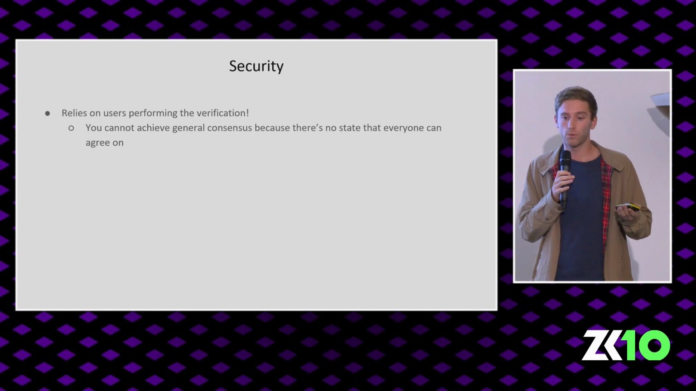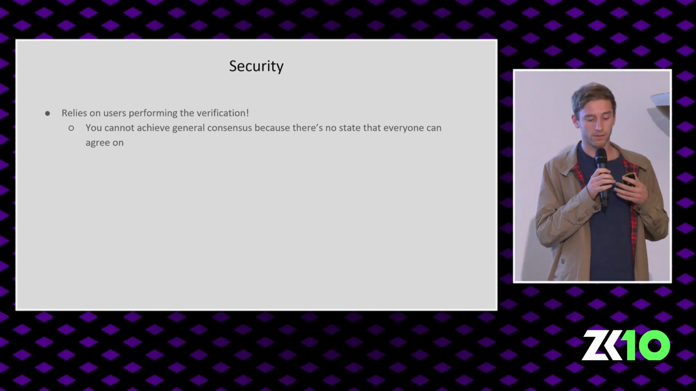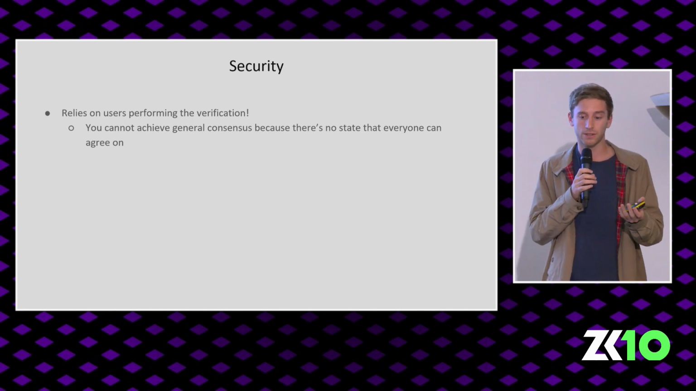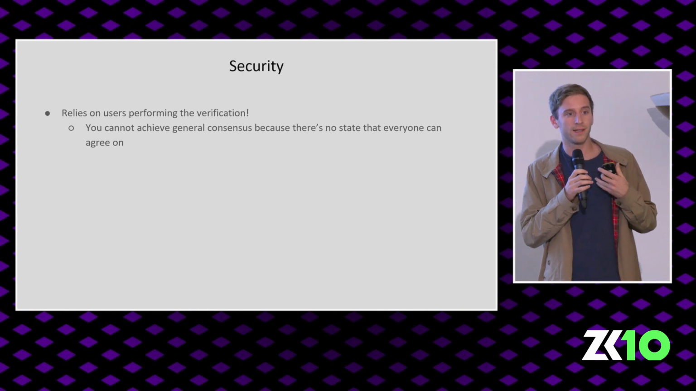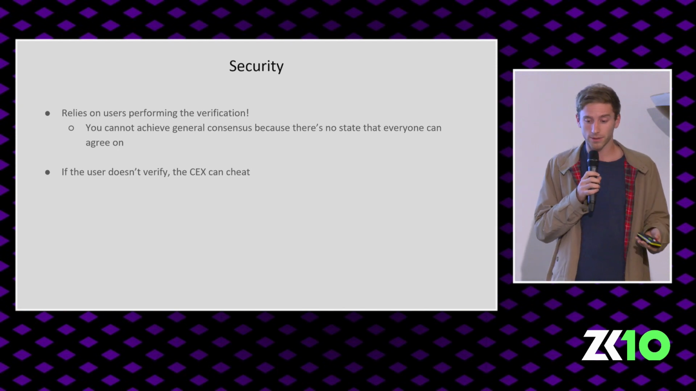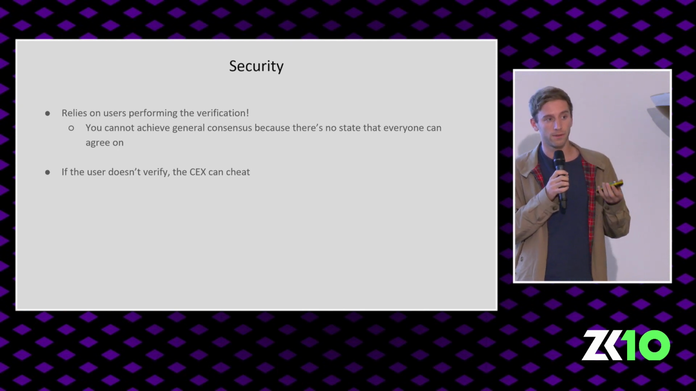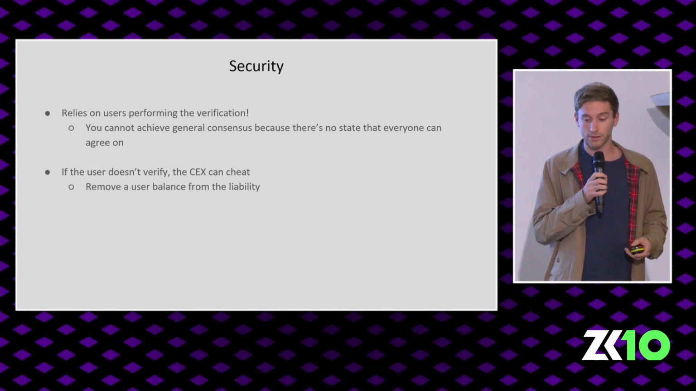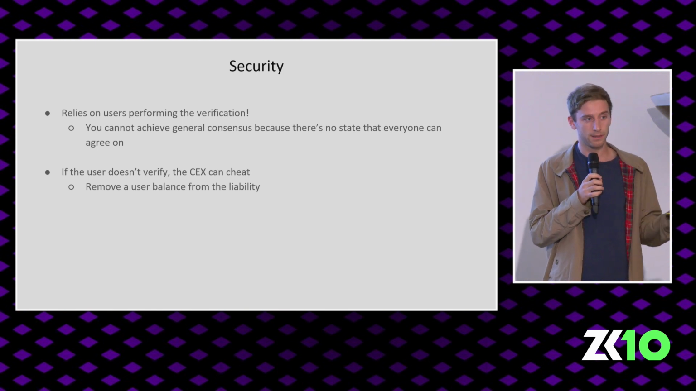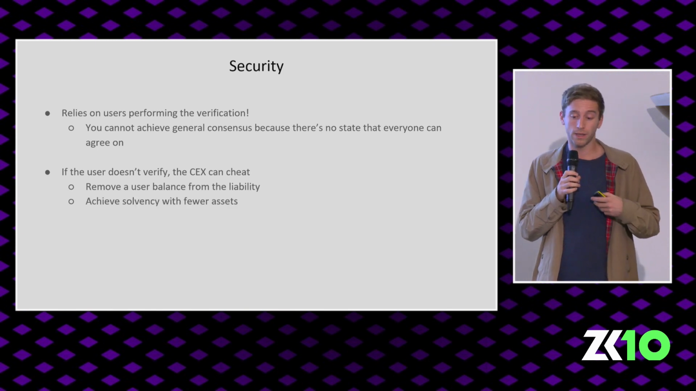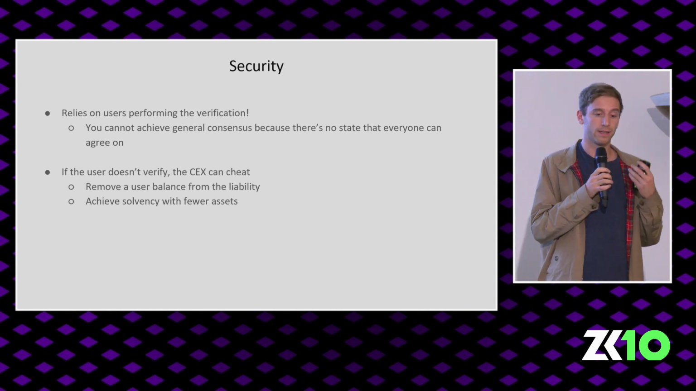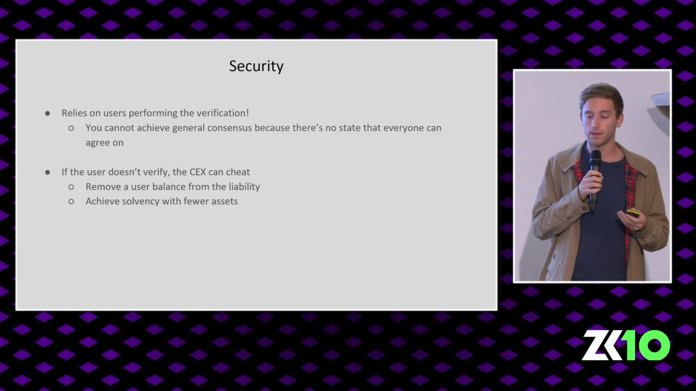The problem is that we cannot really avoid that, because there's no general consensus on the state of a user in a centralized exchange. It's basically decided unilaterally by the exchange. So this is an issue. The consequence is that if the user doesn't perform the verification, the centralized exchange can cheat. And how can they cheat? They can remove the balance from the liabilities commitment, and as a consequence they can achieve a valid solvency proof without actually having enough assets to cover all the real liabilities.